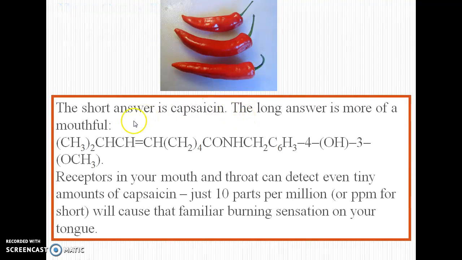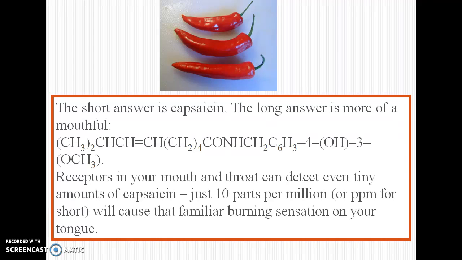Now let's take another example. Why are curries hot? The short answer is capsaicin. The long answer is more of a mouthful. This is the organic structure which is actually responsible for the hotness. The receptors in your mouth and throat can detect even tiny amounts of capsaicin, just 10 parts per million.